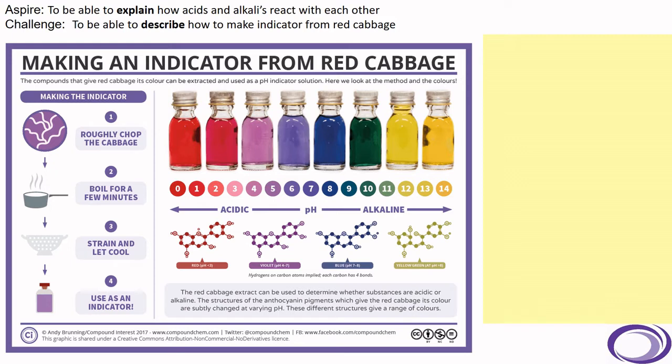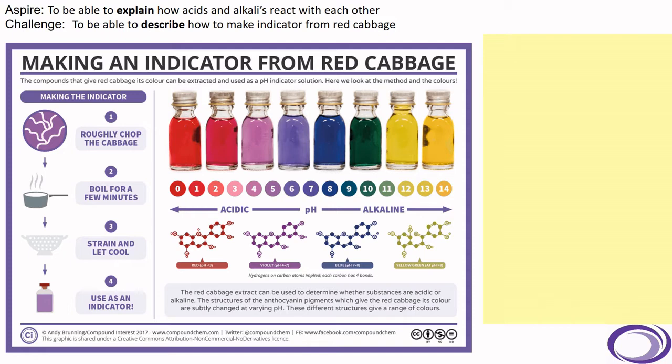In the previous lesson, I talked about making an indicator from red cabbage, and it's a very simple process. You can just chop the cabbage, boil it for a few minutes, strain it and let the filtrate cool, and then use that as an indicator.